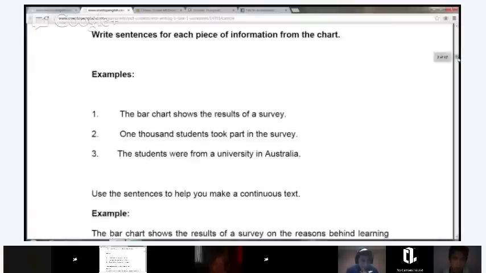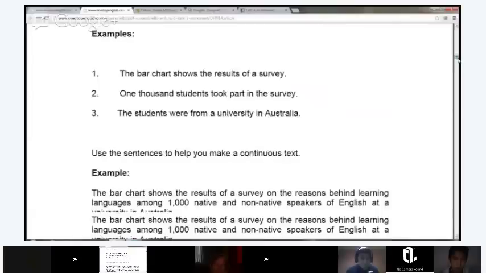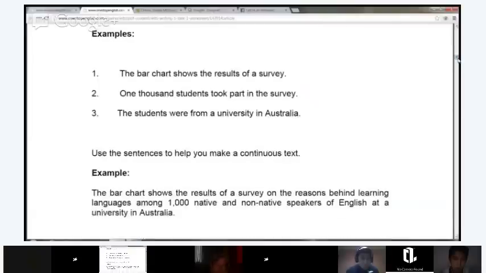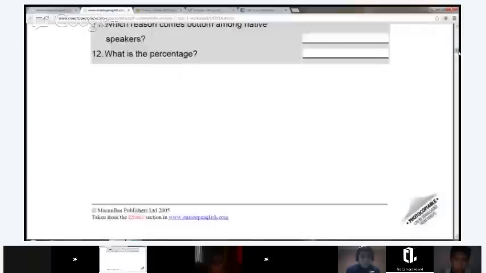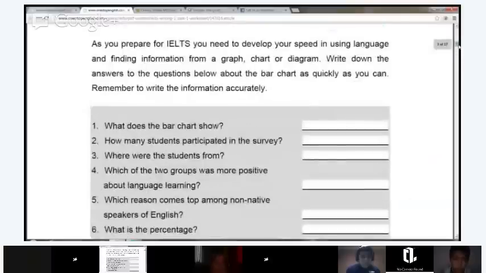Okay, keep going. Use the sentences to help you make a continuous text. Example: The bar chart shows the results of a survey on the reasons behind learning language among 1,000 native and non-native speakers of English at the University in Australia. Good. Okay, so that pretty much takes care of the first three questions, right?